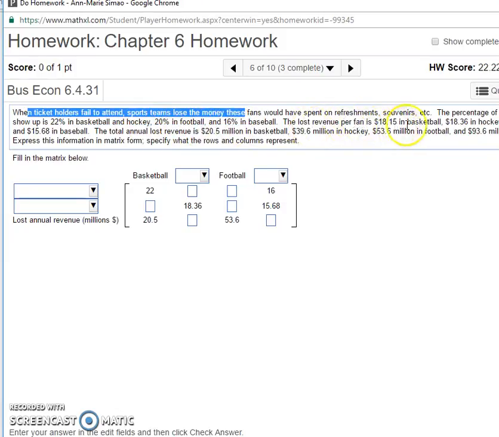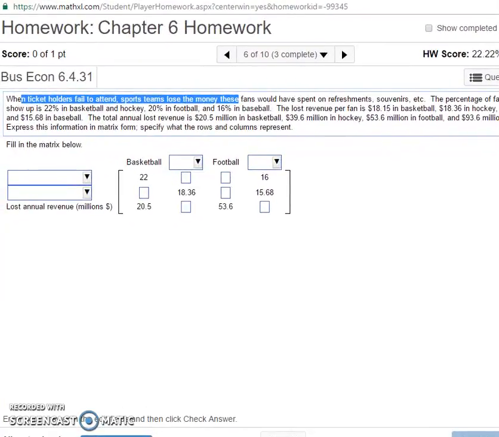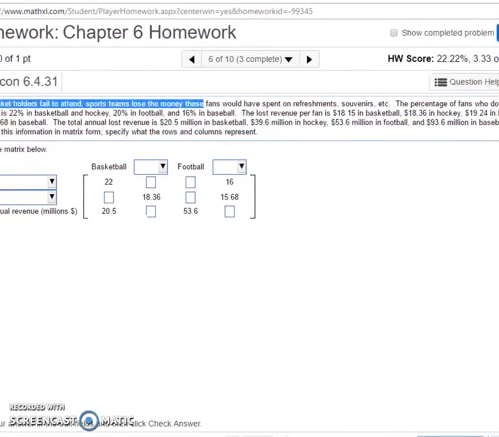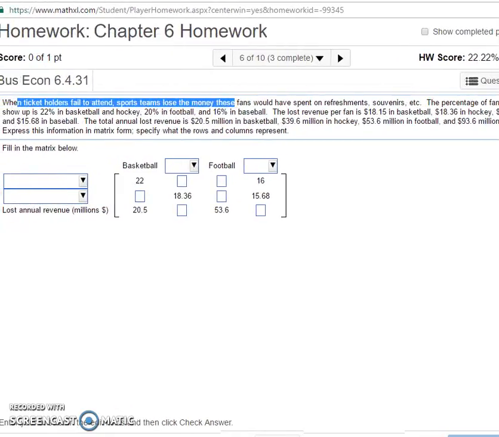The lost revenue per fan is $18.15 in basketball, $18.36 in hockey, $19.24 in football, and $15.68 in baseball. Total annual lost revenue is $20.5 million in basketball, $39.6 million in hockey, $53.6 million in football, and $93.6 million in baseball. Express this information in the matrix form below. Specify what the rows and columns represent.